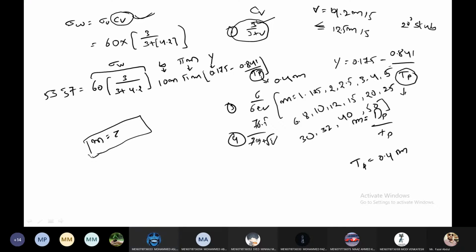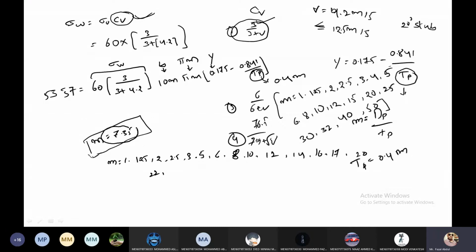So as 7.35. Now, as per the Indian standard, the module values are already given: 1, 1.25, 2, 2.2, 2.5, 3, 5, 6, 8, 10, 12, 14, 16, 20, 22. So these are all the given values. See here, 7.35 lies in which range?